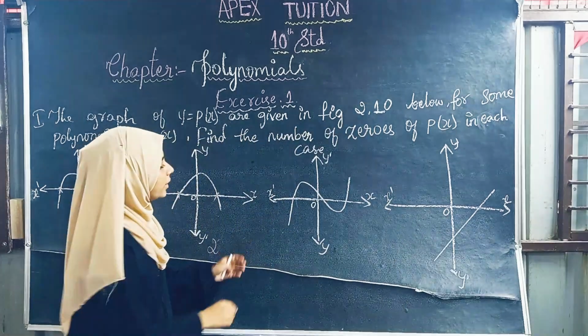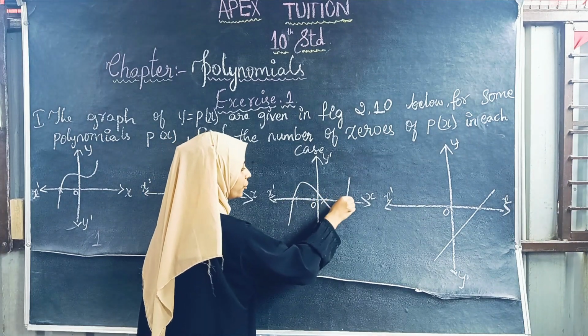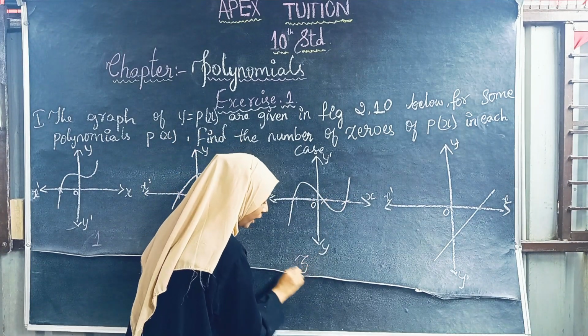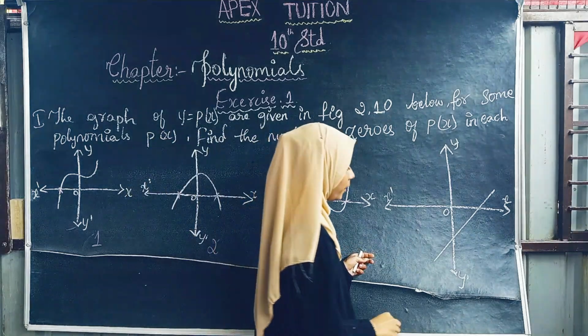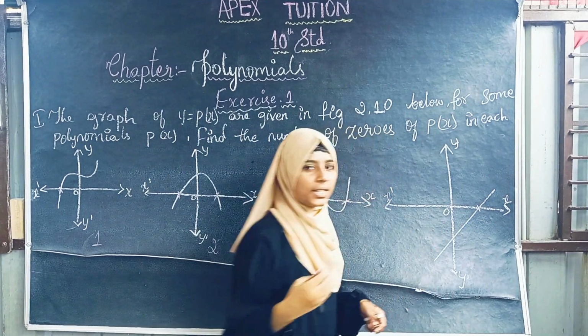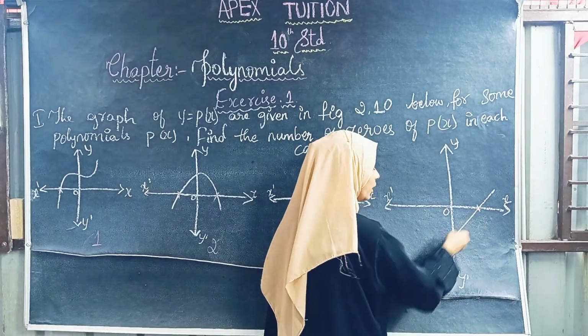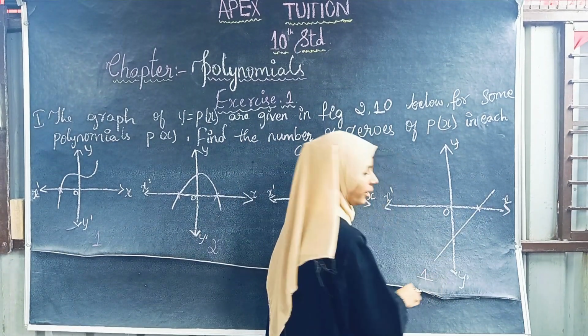In the third figure, the line intersecting the x-axis is 1, 2, 3. Here the number of zeros is 3. Next, in the fourth figure, the line is intersecting only once. The line which intersects the x-axis, that is known as 0. Here the x-axis is intersected only once. Then the number of zeros is 1.